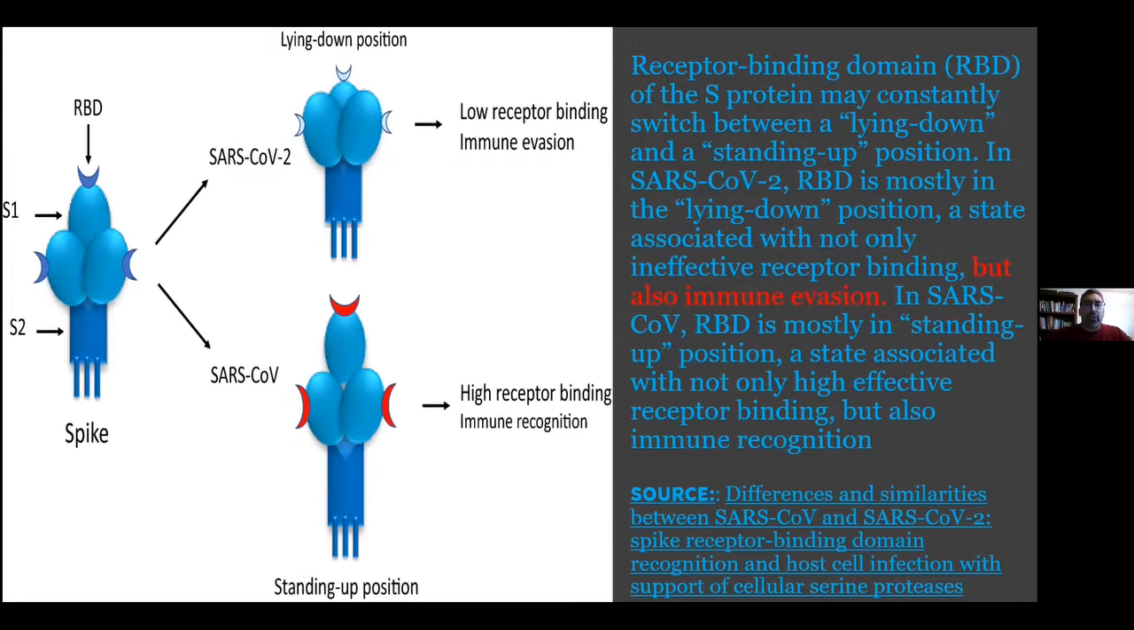So why was the original SARS-CoV-1 virus infectivity so very low compared to the SARS-CoV-2? Well, one theory has to do with this low receptor binding in the SARS-CoV-2 causing some immune evasion going on, and hence the increased rates of infection and transmission.